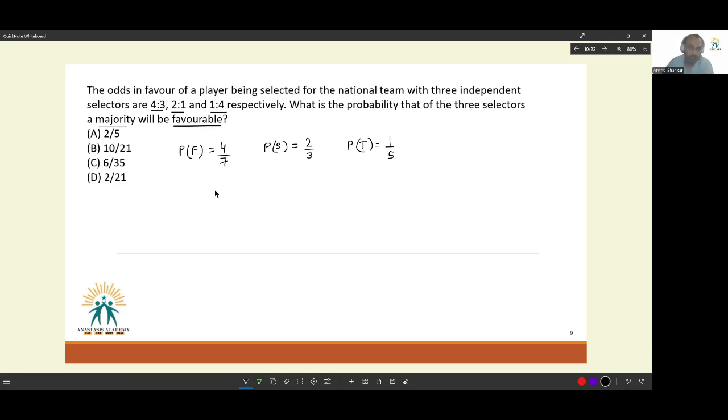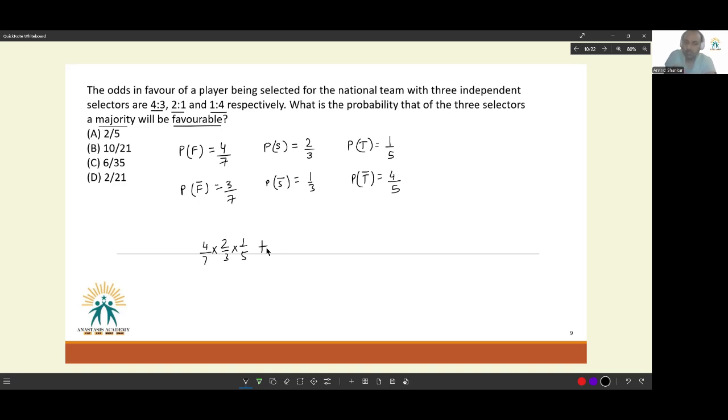If a majority is supposed to be favorable, the first thing I'll have to do is also figure out the probability of being rejected. The probability of being rejected by this fellow is 3 by 7. Probability of being rejected by the second guy is 1 by 3. Probability of being rejected by the third guy is 4 by 5. Now, if you are looking for majority, one case is all three selectors end up selecting you. So you will get 4 by 7 into 2 by 3 into 1 by 5.